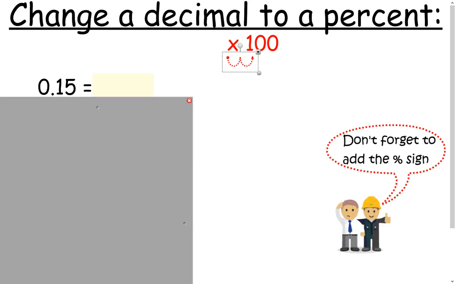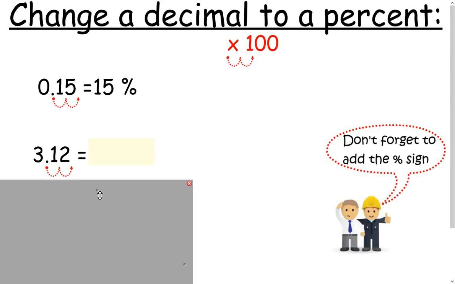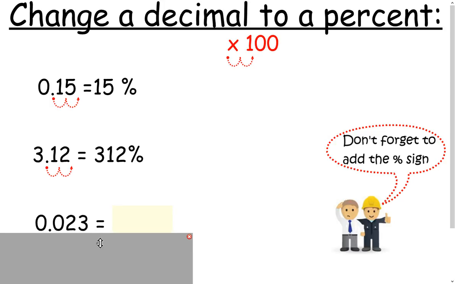Okay, let's change decimal to percent. We're going to do the exact opposite of what we did on the other page. We're going to multiply by 100 this time, or move the decimal place to the right 2. So 0.15, move the decimal place to the right 2, and get 15%. Don't forget to add that percent sign. 3.12, move it over 2, 312%, because that's bigger than 1. A 1 here would be 1 whole, or 100%, so that's over 100%. 0.023, we're moving it over 2 again, 2.3%.